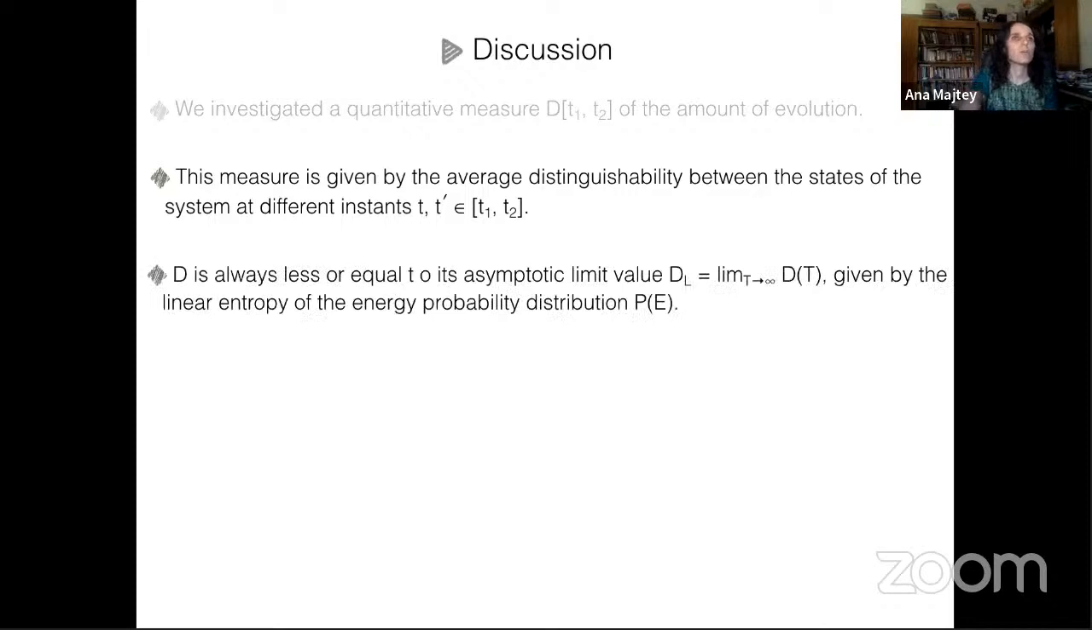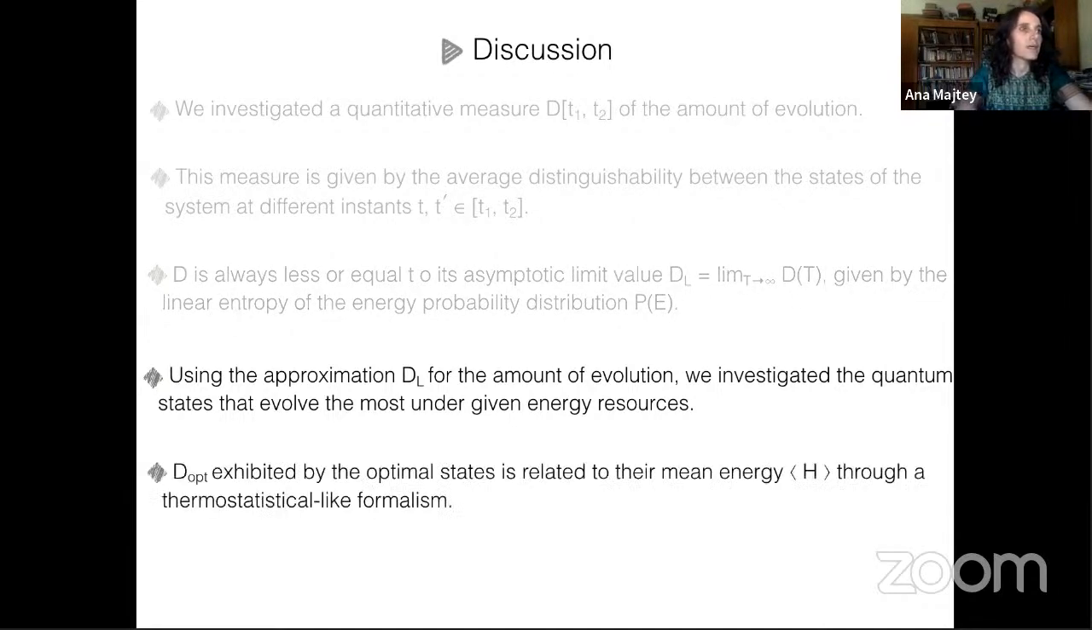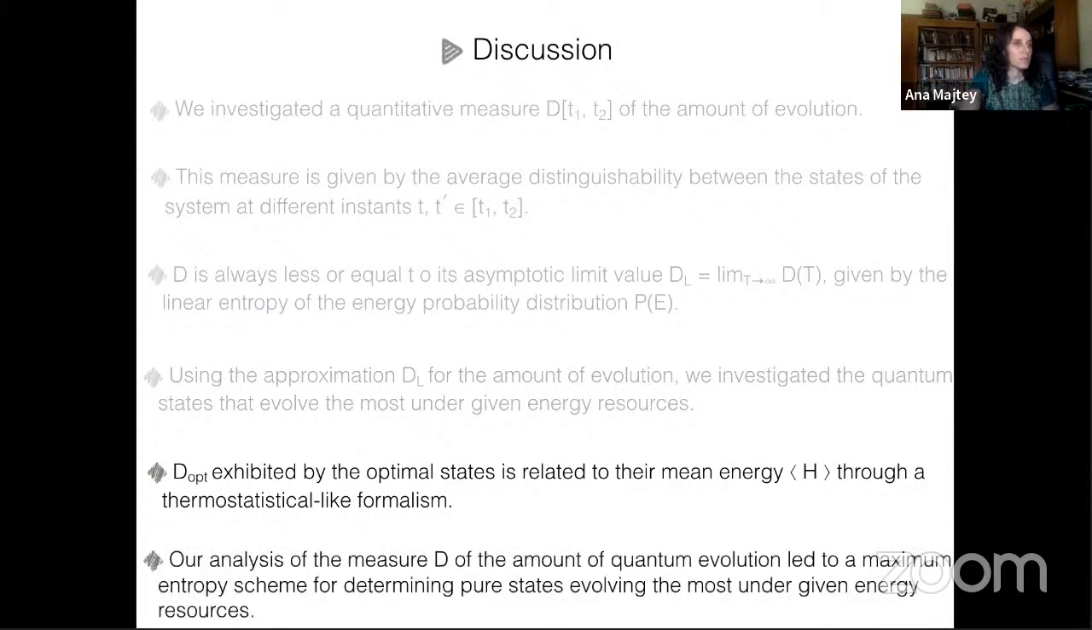This measure is always equal to or less than its asymptotic value, and this asymptotic value is equal to the linear entropy of the energy probability distribution, and this asymptotic value is quickly reached in most of those typical quantum systems I showed you. And using this approximation for the measure of evolution, we investigate the quantum state that evolves the most under given energy resources. And we find that the relation between the optimal measure and the mean energy is given through a thermostatistical-like formula. So I think I will stop here.